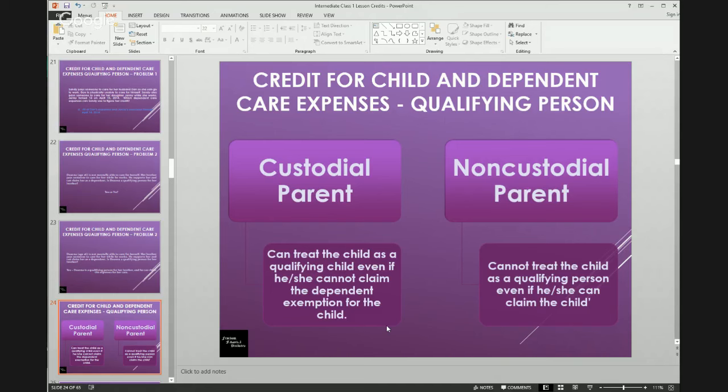The non-custodial parent is not responsible for the child. Therefore, through the custody arrangement, they would not be responsible for the child. So in that instance, they would not be eligible to claim this credit either. And it does not matter if the non-custodial parent is the one that pays the daycare expenses through child support. It is the custodial parent who is able to claim this particular credit.